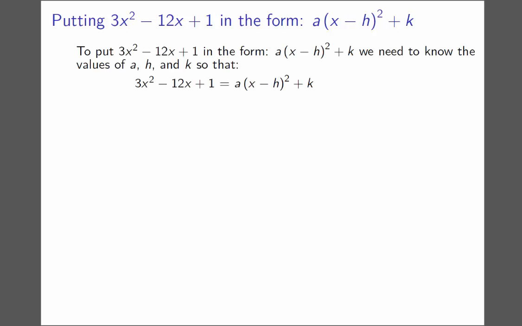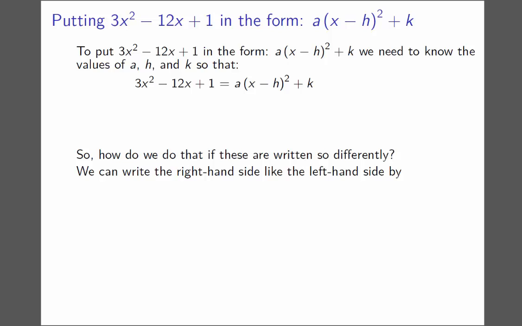So to put 3x² − 12x + 1 in the form a(x − h)² + k, we need to know the values of a, h, and k so that 3x² − 12x + 1 equals a(x − h)² + k. So how do we do that if these are written so differently?